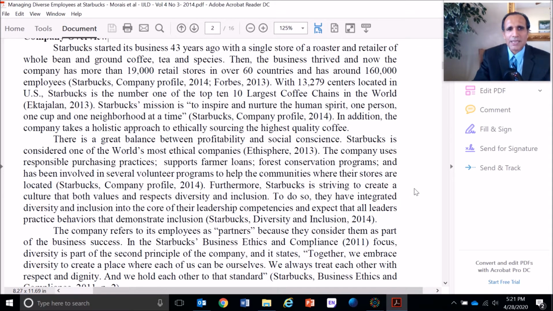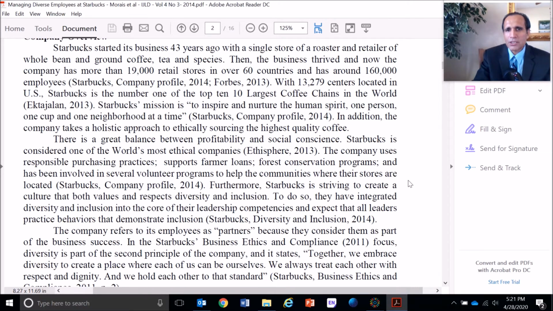The second paragraph says that there's a great balance between profitability and social conscience. Starbucks is considered one of the world's most ethical companies. You see, it says that it's considered to be one of the most ethical companies. Now you have to support that statement. So you see, there's a 2013 citation. The company uses responsible purchasing practices, supports farmer loans, forest conservation programs, and has been involved in several volunteer programs to help the communities where their stores are located.